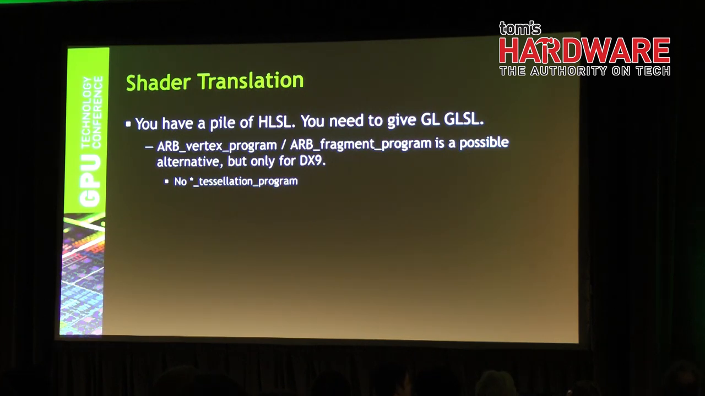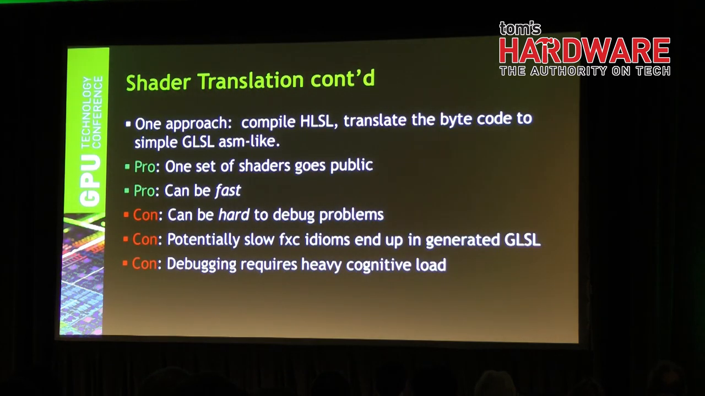Shader translation is probably one of the most complicated pieces we have, and we're going to talk about it in 4 minutes or less. You have this problem: thousands and thousands of HLSL shaders, and you need to give GL GLSL, since it doesn't take HLSL. The ARB vertex and fragment programs are old and basically vestigial. They don't have any support for new functionality, so definitely avoid them.